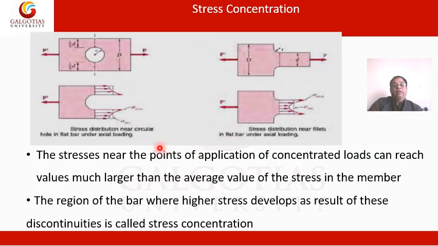In this slide you can see a rectangular plate with a central hole under tensile load. In the stress distribution diagram, you can see the maximum stress is near the hole in both the upper half and lower half. The higher stress is produced near the hole because of the hole created in the plate. Similarly, in this example, you can see a radius is provided in the plate, and the maximum stress is produced near it.